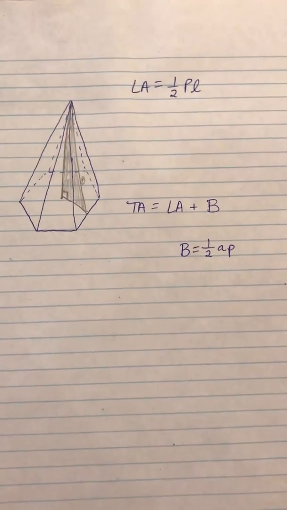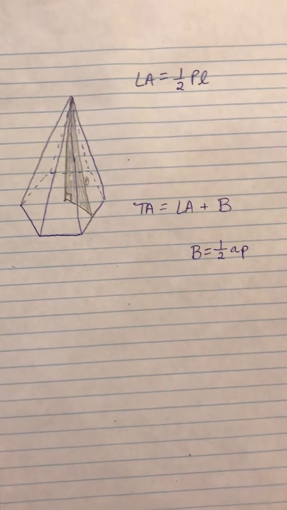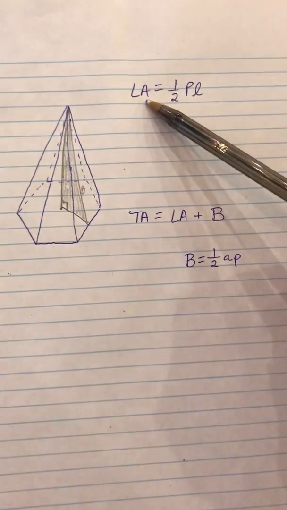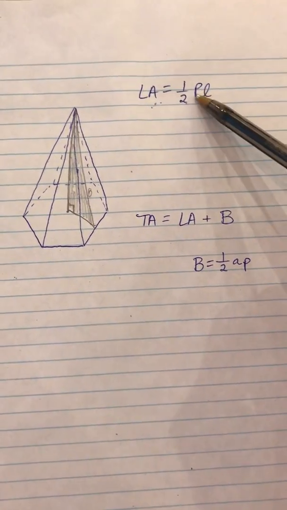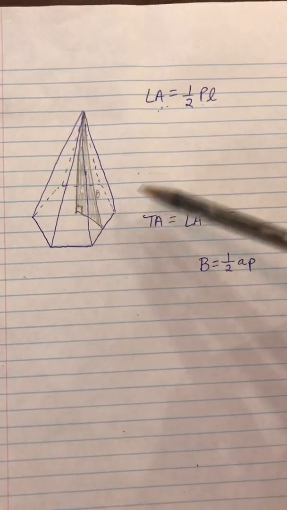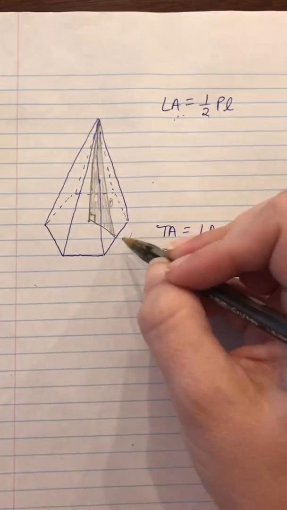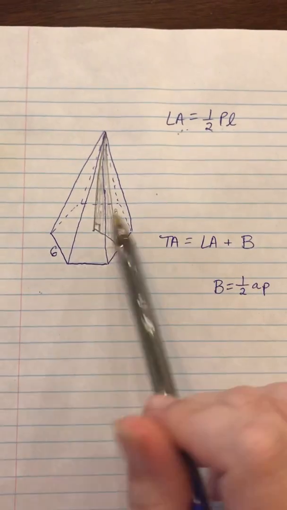Okay, so we're looking at finding the surface area of a hexagonal pyramid. The first thing you want to do to find the lateral area is remember that your lateral area formula is equal to 1/2 times the perimeter times the slant height of the figure. So when you look at your figure, these sides have a length of 6 around the base.